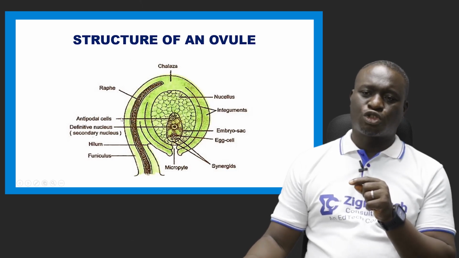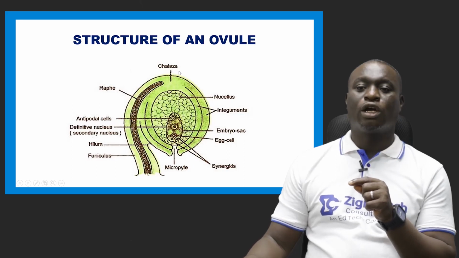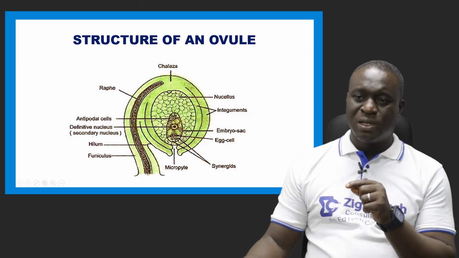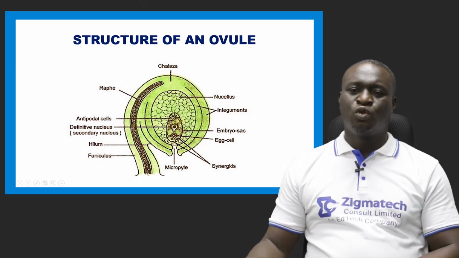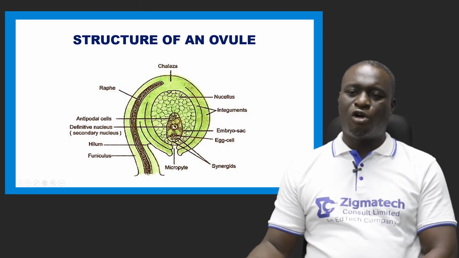Now, the whole structure here is the ovary, all right? Or you can call it the ovule. That's the ovule. And within the ovule, we have the egg cell, which is responsible for fertilization.